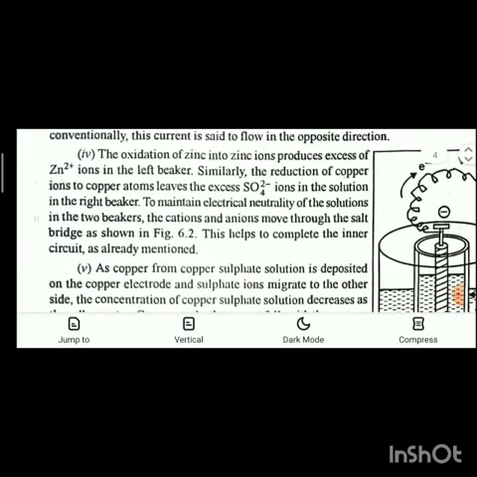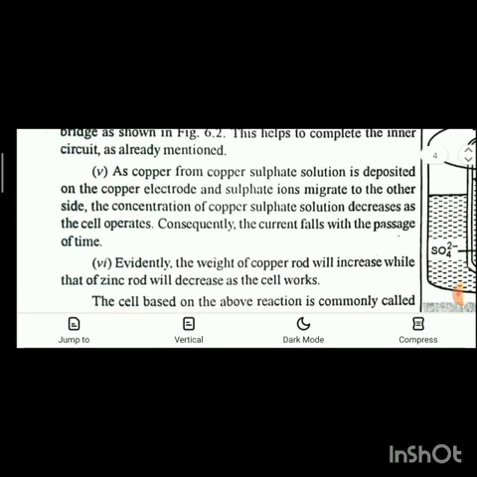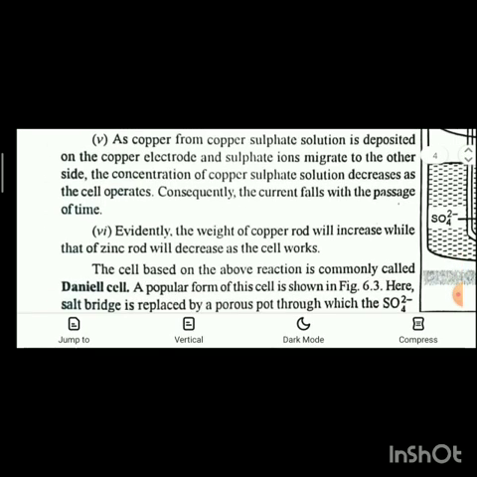The oxidation of zinc into zinc ions produces excess of Zn2+ ion in the left beaker. Similarly, the reduction of copper ion to copper atom leaves the excess SO4 2- ion in the solution in the right beaker. To maintain electrical neutrality of the solution in the two beakers, the cations and the anions move through the salt bridge. This helps to complete the inner circuit as already mentioned. As copper from copper sulfate solution is deposited on the copper electrode and sulfate ions migrate to the other side, the concentration of copper sulfate solution decreases as the cell operates. Consequently, the current falls with the passage of time.